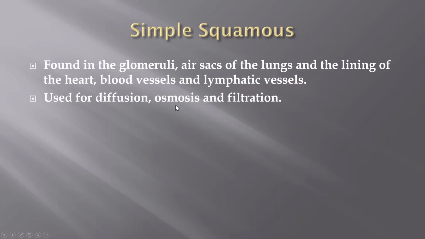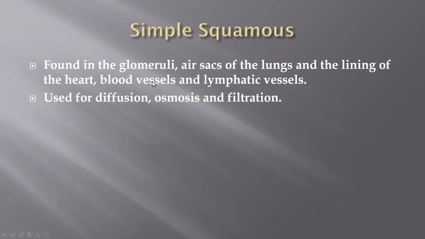So the simple squamous epithelium, we're going to see it in the glomerulus. We're going to see it in the air sacs, the alveoli of the lungs that we talked about. The lining of the heart, the endocardium, very, very smooth, so you have no clots. You'll see that in AP2.